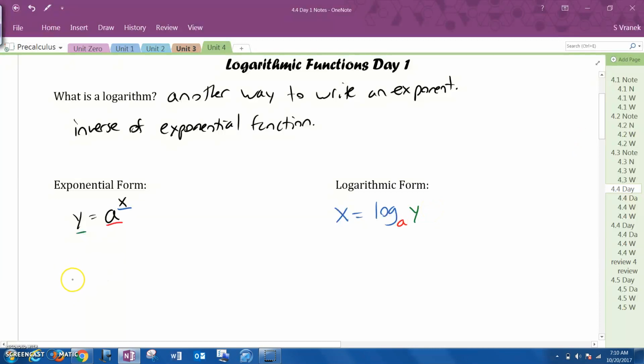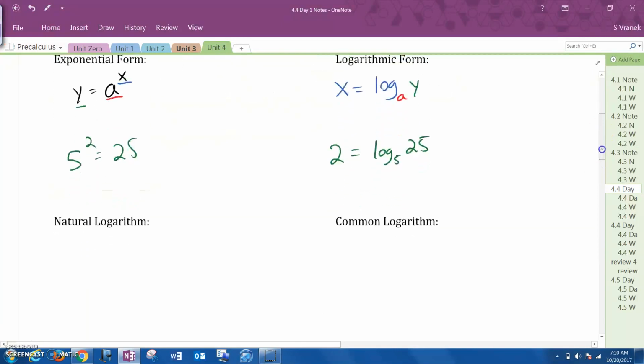Let's look at a problem real fast. If I have 5 squared equals 25, I can rewrite that as saying the exponent 2 is equal to log base 5 of 25. The way to look at this is, what exponent gets you from 5 to 25? Well, that exponent is 2. So that's how you would write that.